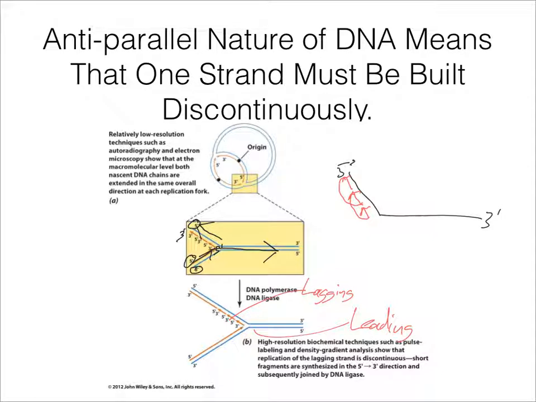The other consequence is that here on the leading strand you have one solid strand of DNA. On the lagging strand, what you end up with is a whole bunch of small fragments of DNA, and these are called Okazaki fragments.